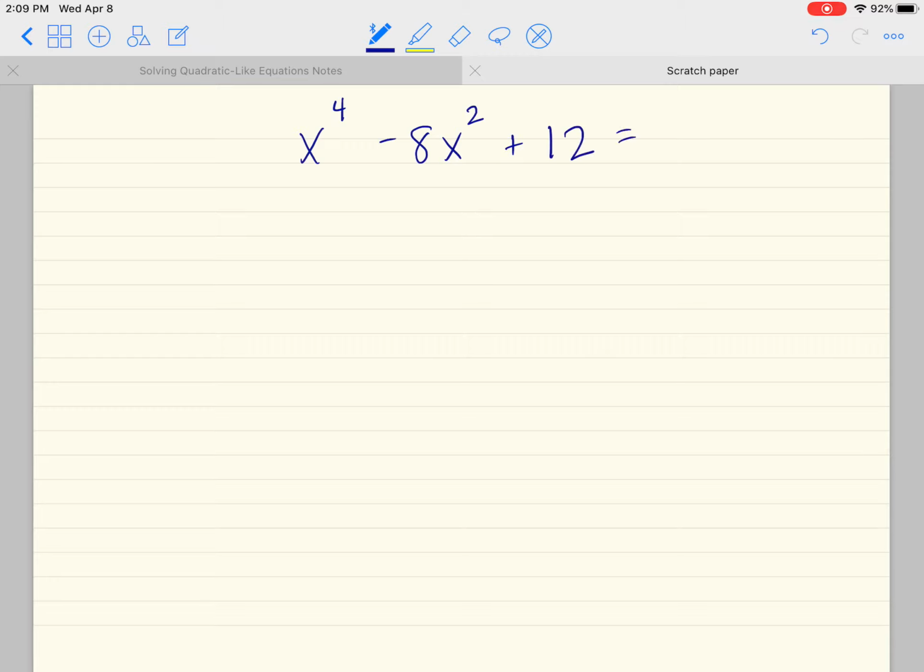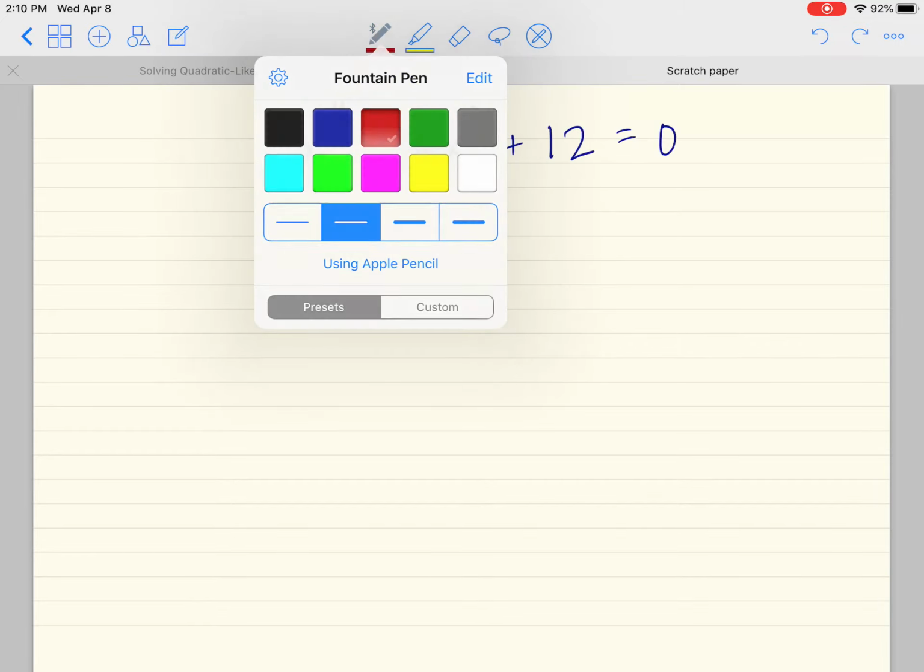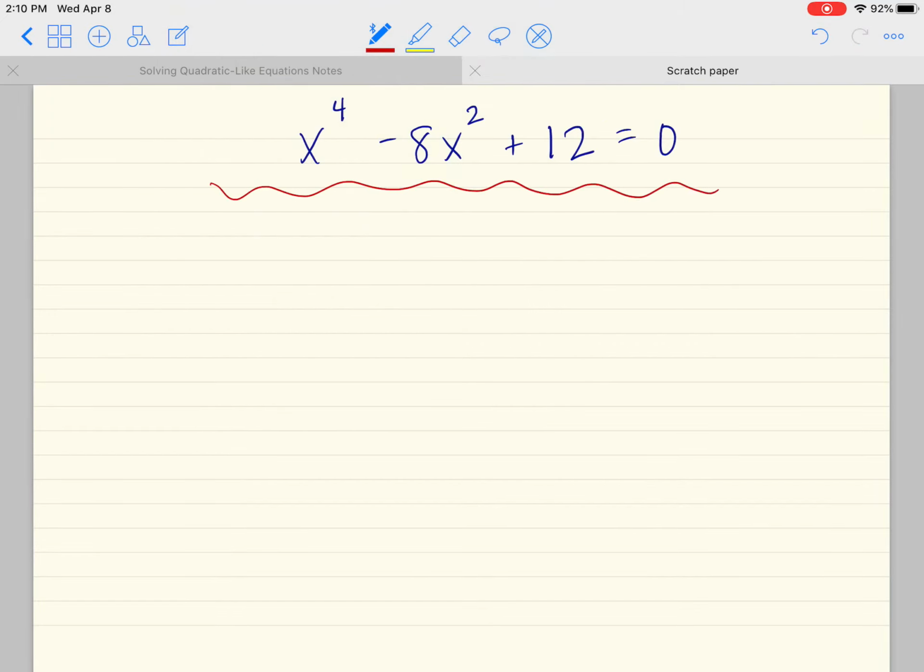What we're using is a process called substitution. Let's just pretend that we were solving, or attempting to solve, x to the 4th minus 8x squared plus 12 equal to 0. So we want to try to solve this the way we would solve a quadratic, but we have to establish that it's quadratic-like first. So does it meet the criteria? Well, we have three terms equal to 0. The third term is a constant, and the first exponent here is twice the one we have here.